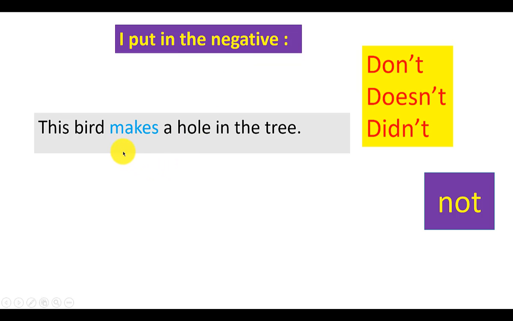First, you have to find the verb. Where is the verb here? It's makes. Good. In which tense is it? It's in the present simple. So where is present simple here? Don't or doesn't or didn't? It's doesn't and don't. Didn't, it's in the past.